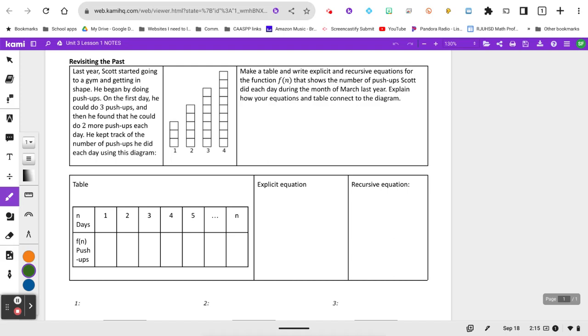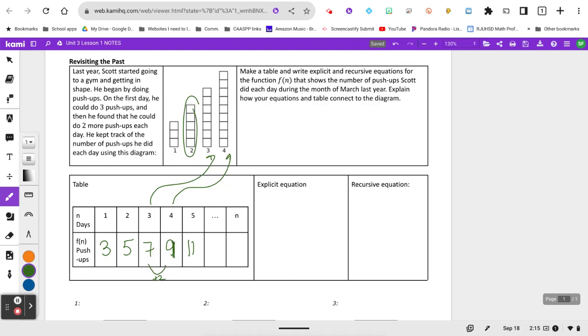So here's our table. We know the first day, he can do 3 push-ups. And from the second day, we can see he can do 5. The third, we can see he can do 7. And then the fourth day, he can do 9. And hopefully you guys are figuring out that we're going up by adding 2 each time. Okay, and then n, we'll get that.